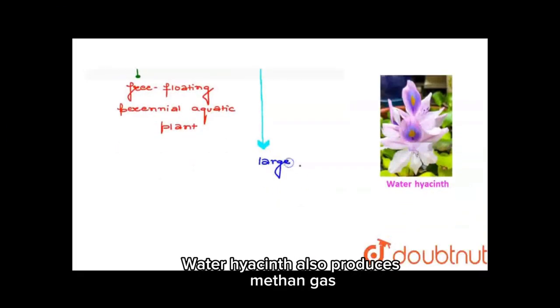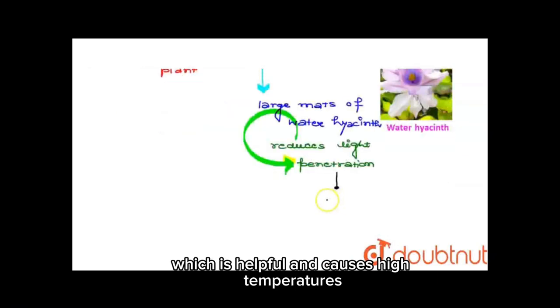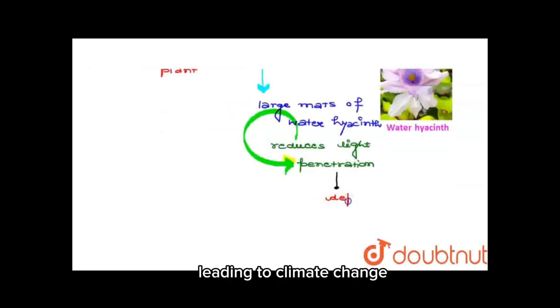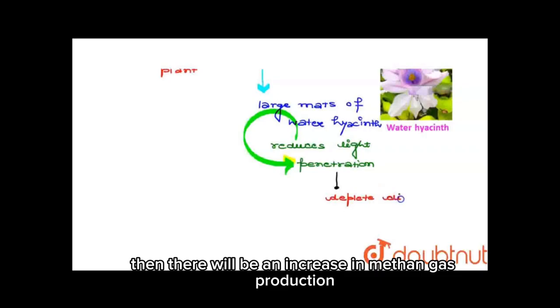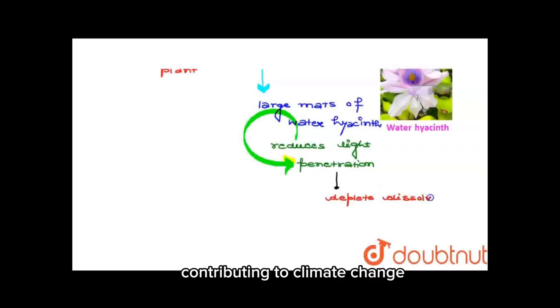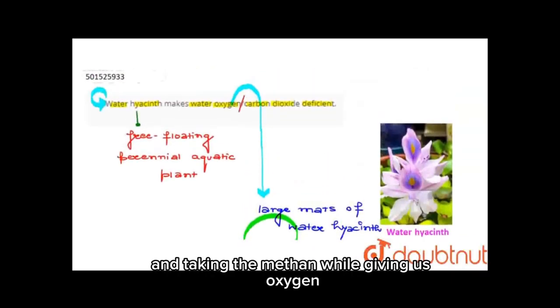Water hyacinth also produces methane gas, which is harmful and causes high temperatures, leading to climate change. This tells us if the water hyacinth is too much, then there will be an increase in methane gas production, contributing to climate change. And since we are cutting all the trees, who will take up its place and take in the methane while giving us oxygen?